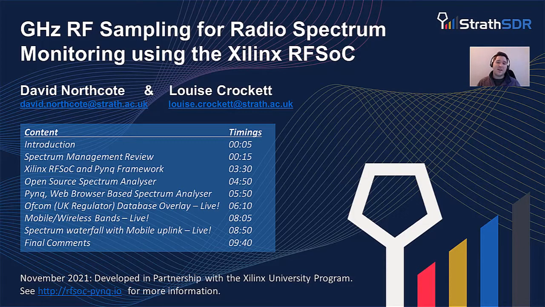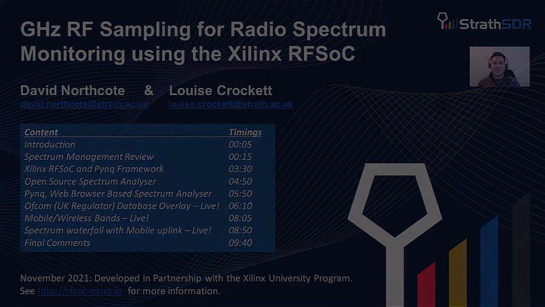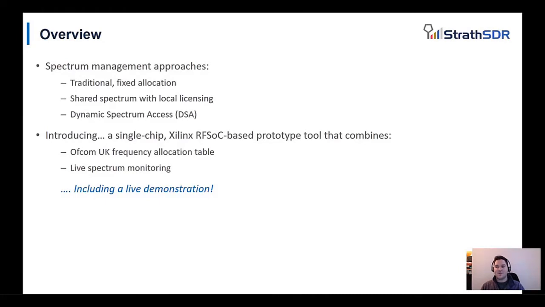So, we'll begin by reviewing spectrum management approaches, starting with the traditional fixed ways of allocating portions of the spectrum to users. Then we will review a recent development in the UK, which has been the introduction of shared spectrum licenses based on a user's location. Then we will consider dynamic spectrum access and consider the opportunities for this in the future. Finally, I will present a demonstration of the Xilinx RFSoC based prototype tool that combines the Ofcom UK frequency allocation table with an open source spectrum analyzer.